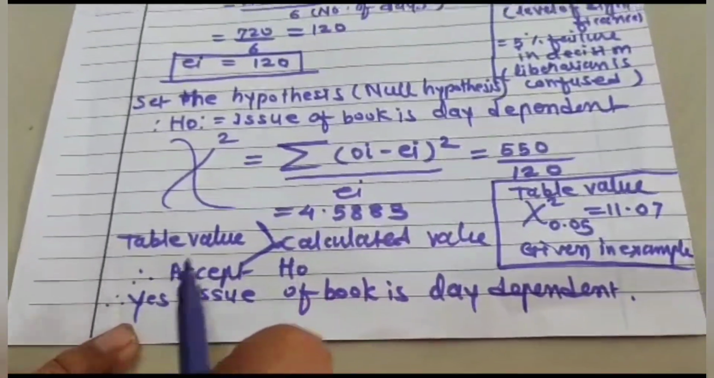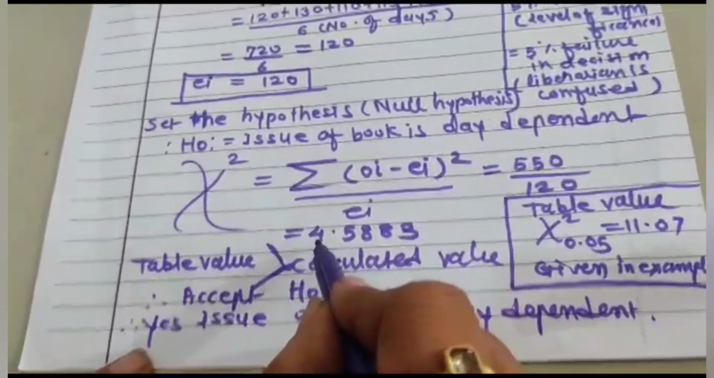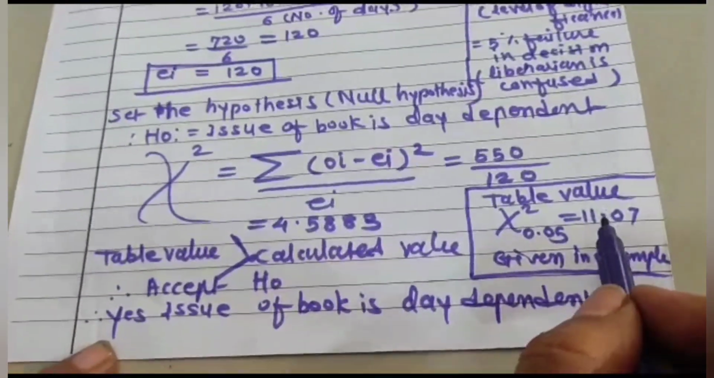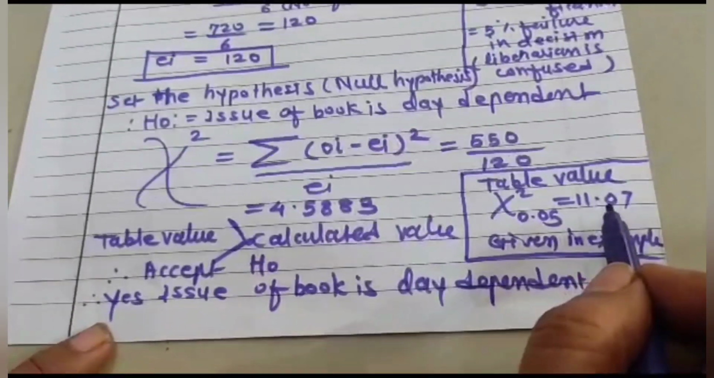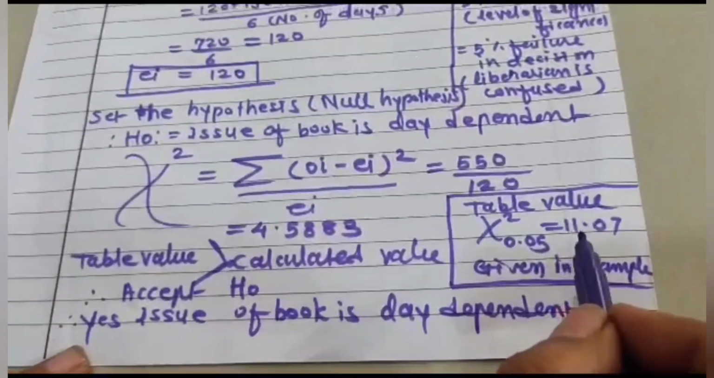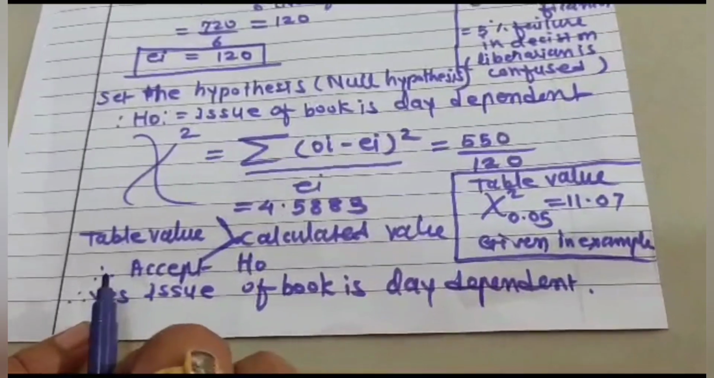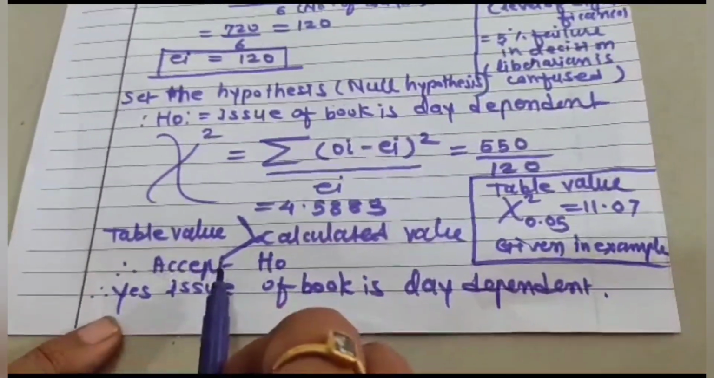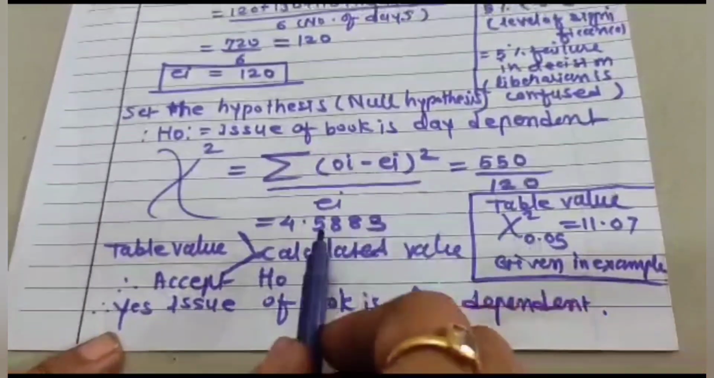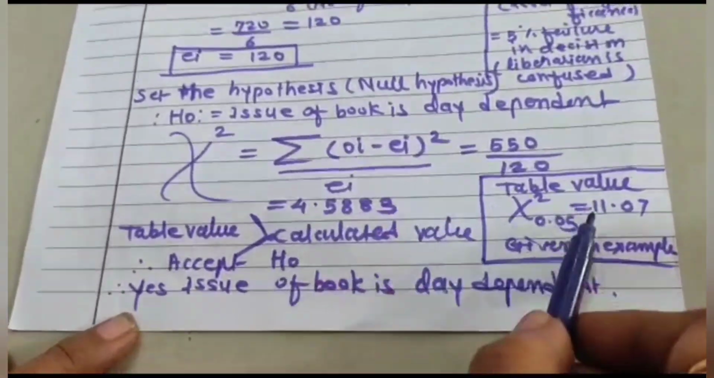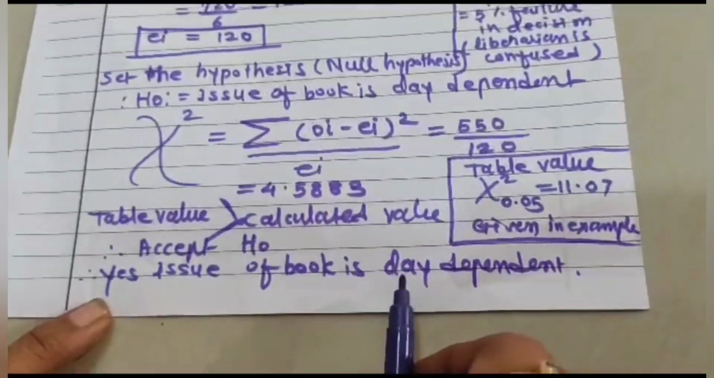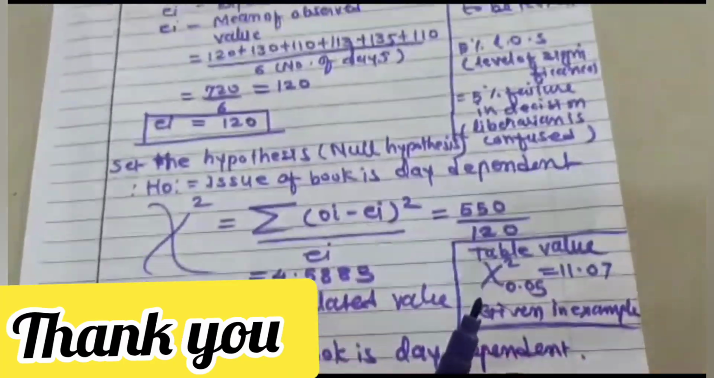Okay. So our calculated value is 4.5883 and the given value, meaning the table value, is 11.07, which is also given in the example in the exam. So we have to accept it. Therefore we accept H0, since our calculated value is less than the table value. So yes, issue of books is day dependent. This is the chi-square test.